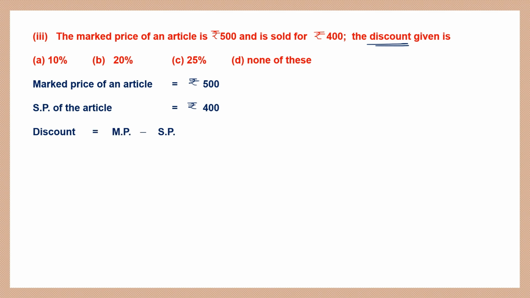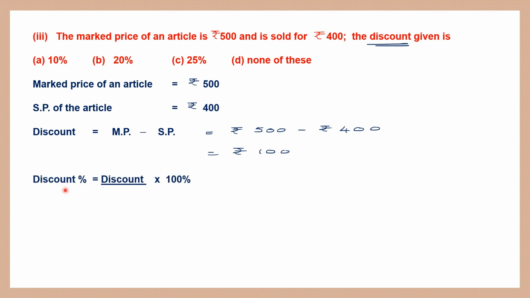So discount will be marked price minus selling price. That is, marked price is 500 rupees. Selling price is 400 rupees. Subtract the two. What you get, 500 minus 400 is 100. So this is the discount. Now if you look at the answers, it's all in percentage, isn't it? That means we have to find the discount percent.